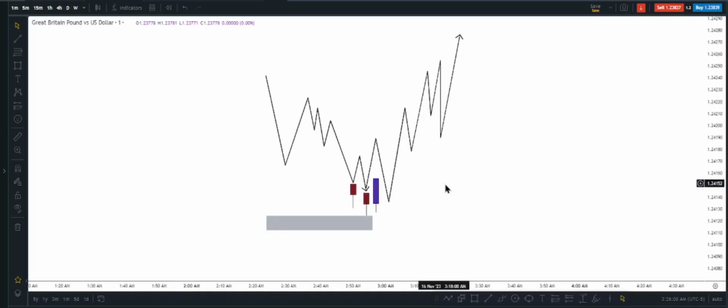Okay, now if you are using the 4H as your higher time frame, then your entry time frame should be the 15M, and if you are using the daily time frame as your higher time frame, then the 1H should be your entry time frame. It is on your entry time frame that you will need to look for this pattern that is before you now. Now I'm going to explain this pattern to you.